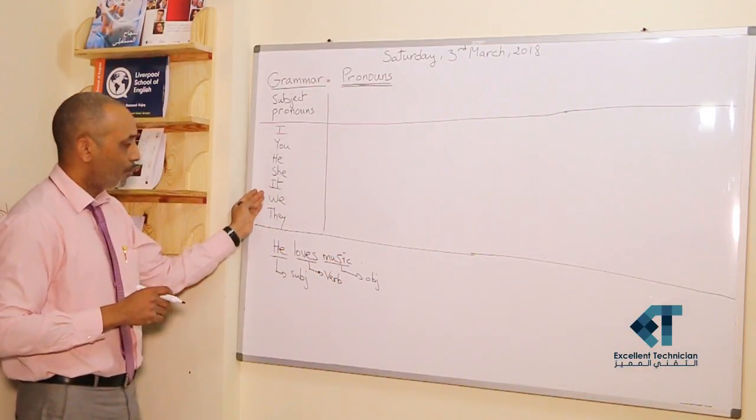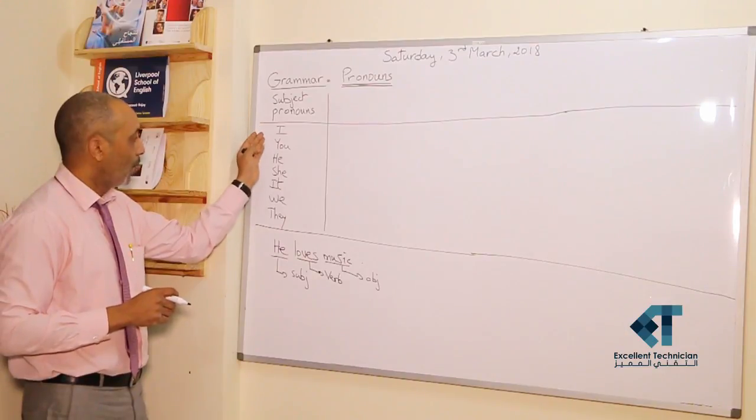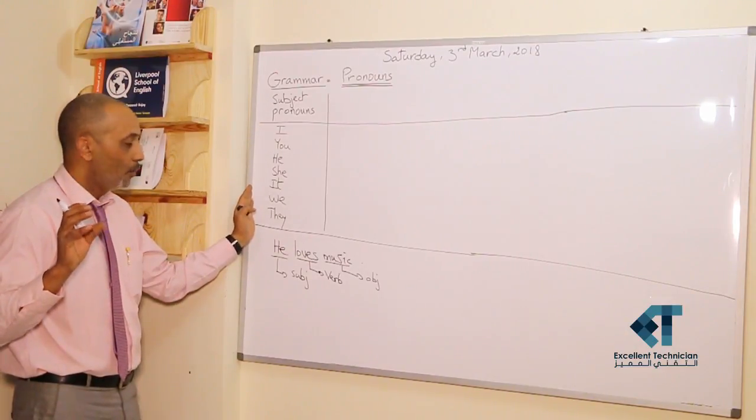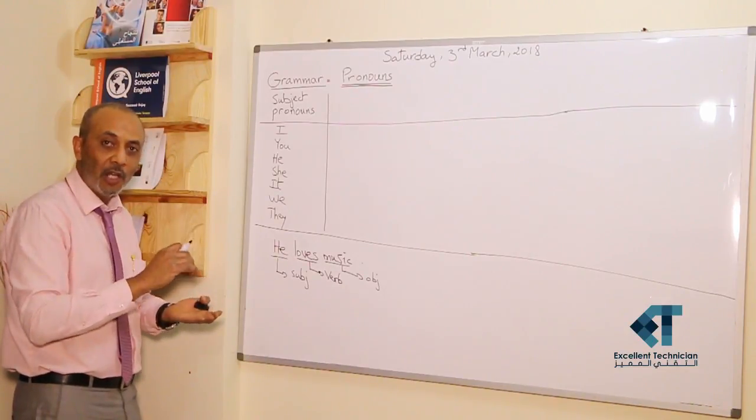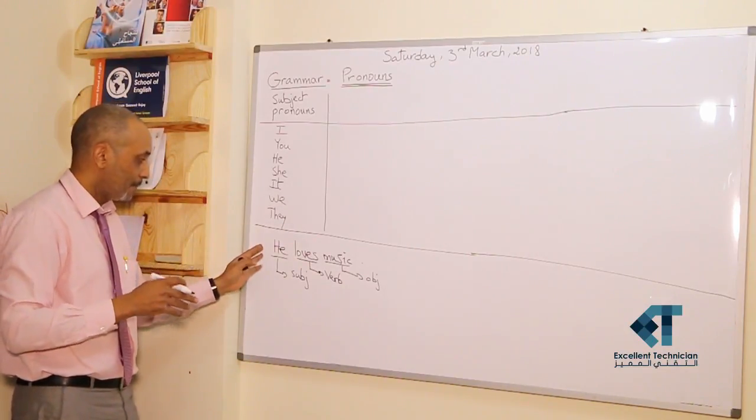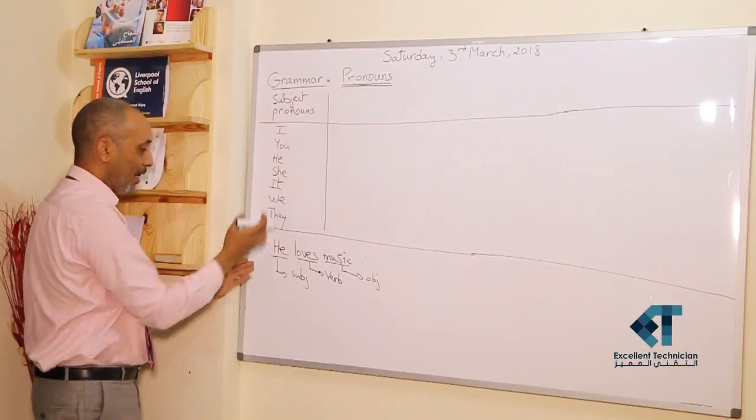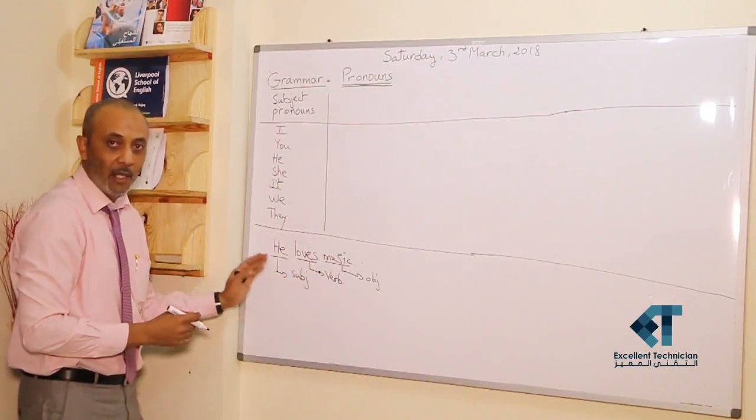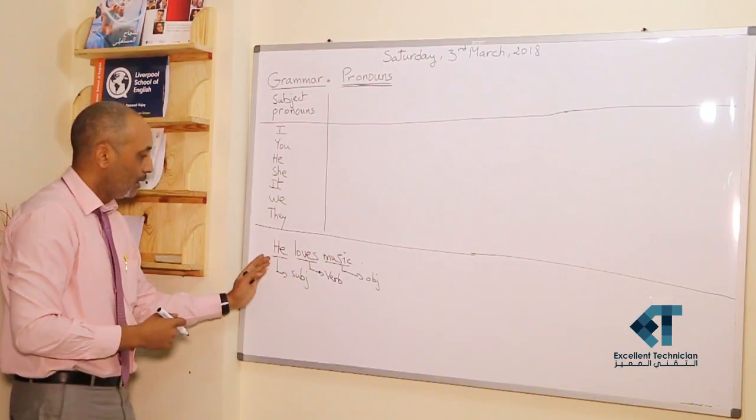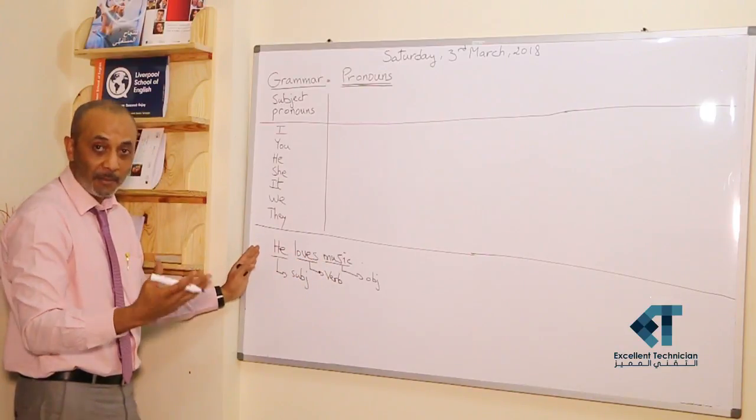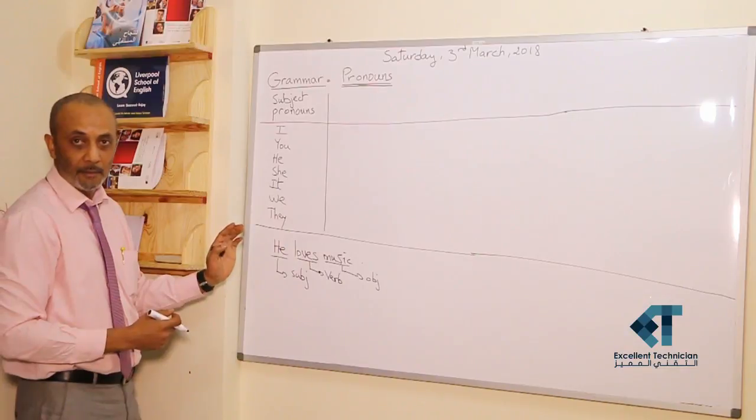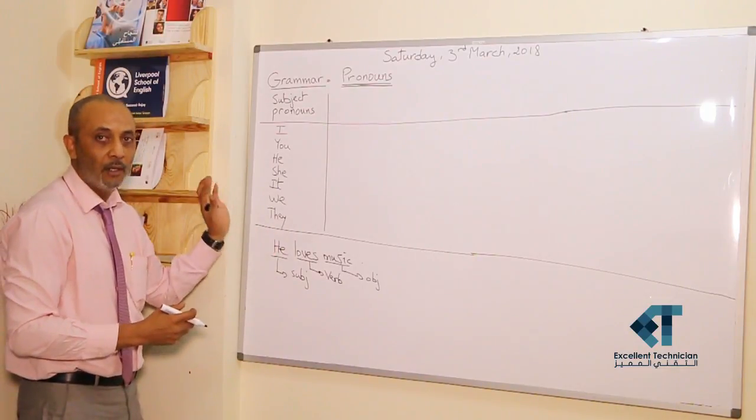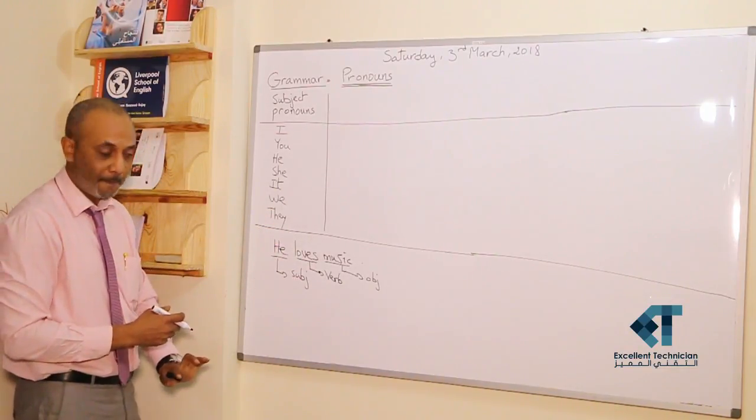Same case with the other pronouns. Any one of these pronouns, when it is used in a sentence, it must have the function of the subject. That means, if I say, I love music, I is the subject. She loves music, she is the subject. So that's why we call them subject pronouns, because they have the role or the function of a subject.